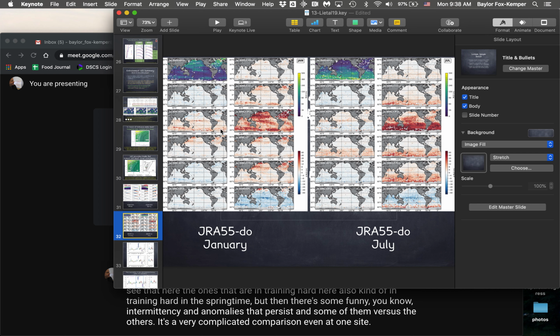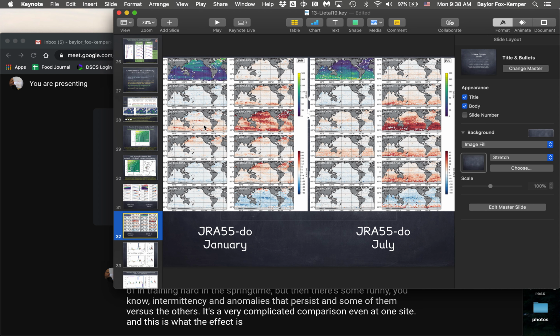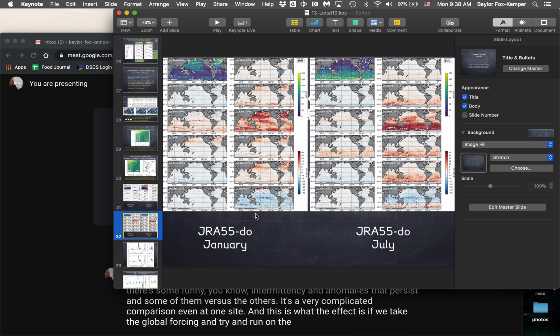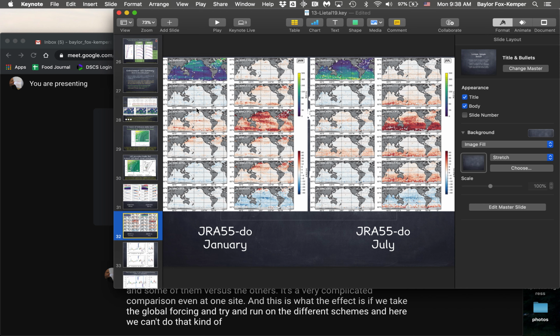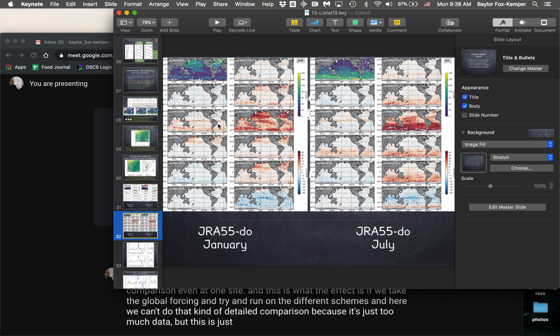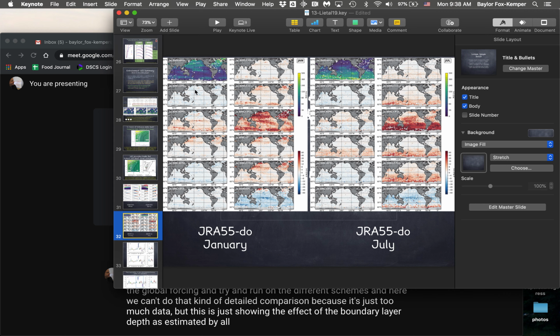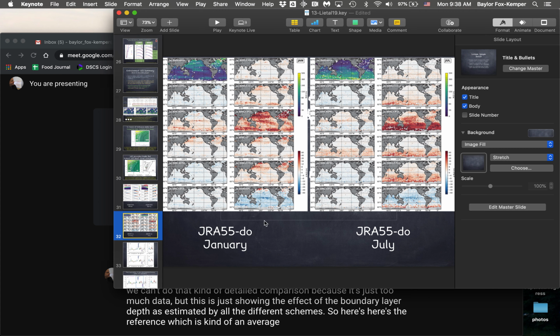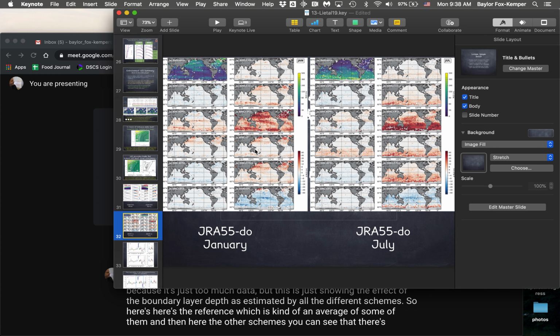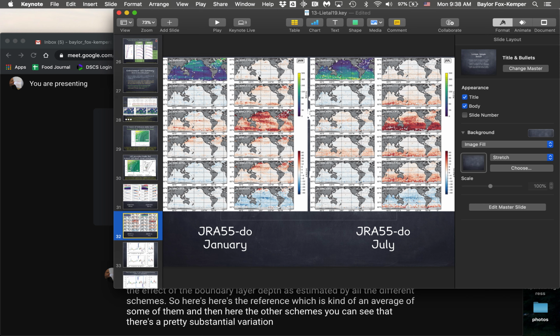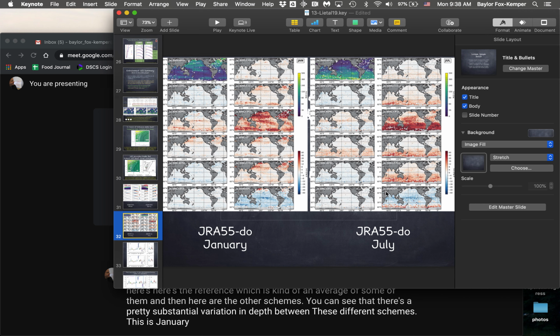And this is what the effect is if we take the global forcing and try and run all the different schemes. And here we can't do that kind of detailed comparison because it's just too much data. But this is just showing the effect on the boundary layer depth as estimated by all the different schemes. So here's the reference, which is kind of an average of some of them. And then here are the other schemes. You can see that there's a pretty substantial variation in depth between these different schemes. This is January on this side, and this is July.